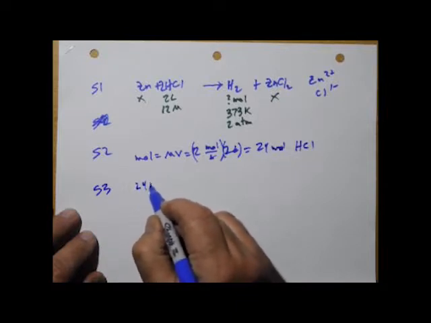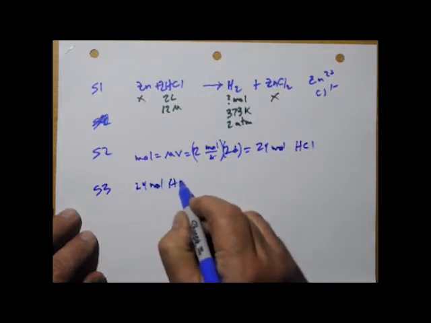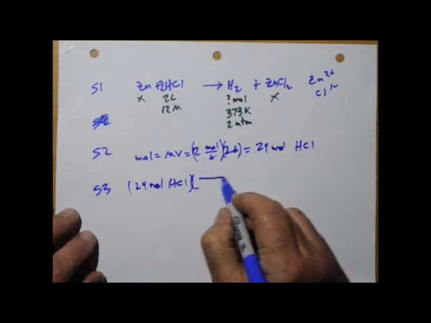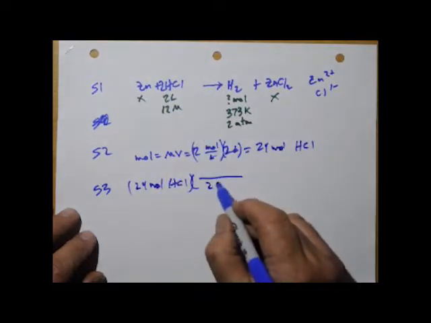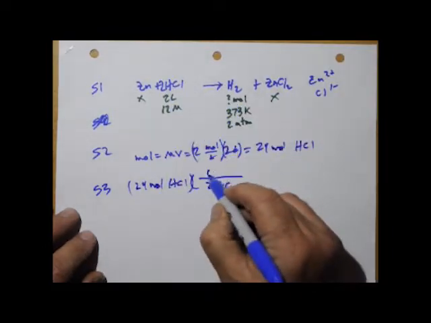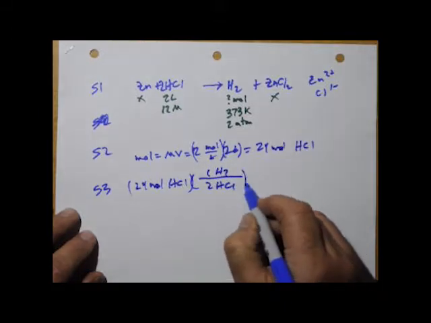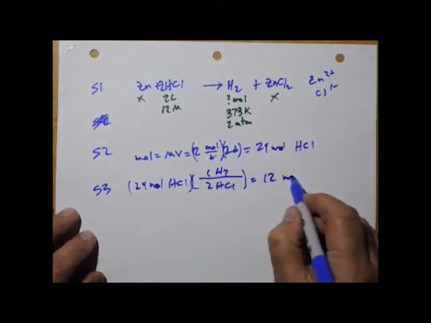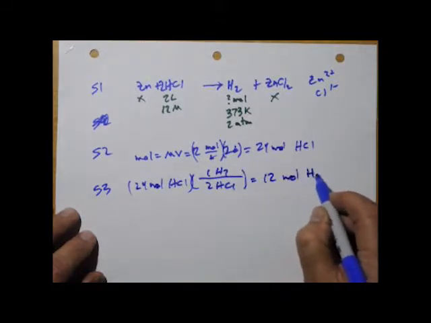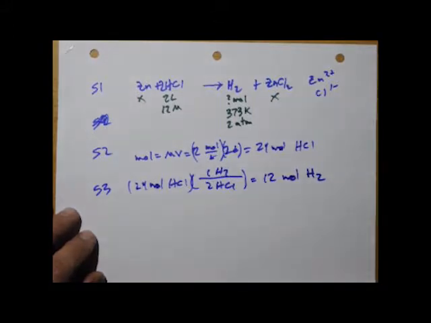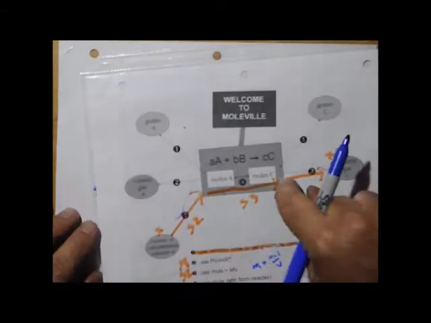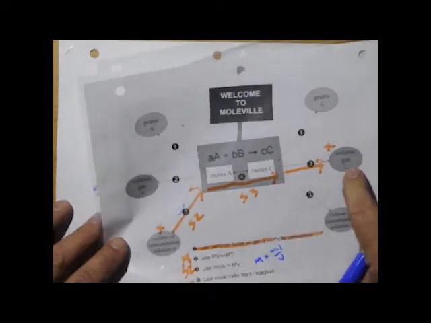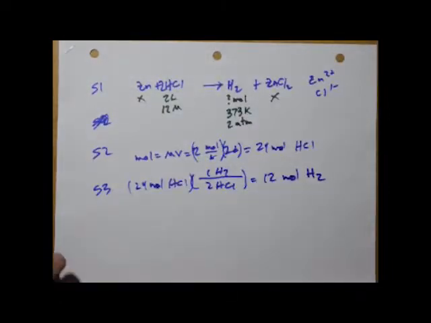We've got this 24 moles of HCl. And for every 2 HCl, there's 1 H2. And so that leaves 12 moles of H2. Okay, so now we are here. We are now ready to leave Moleville, but we need to find out what volume of hydrogen we have.